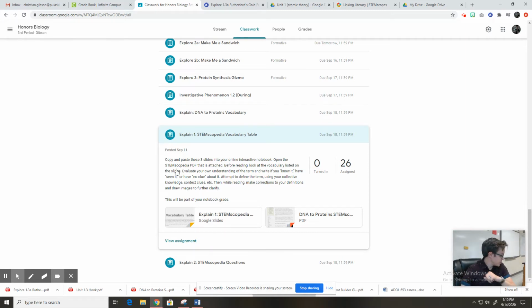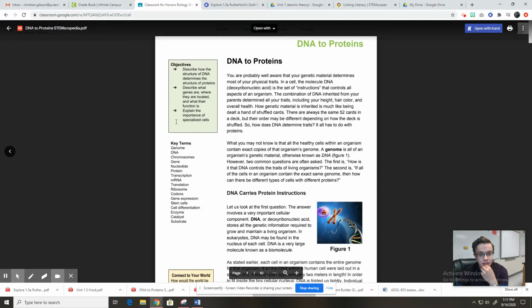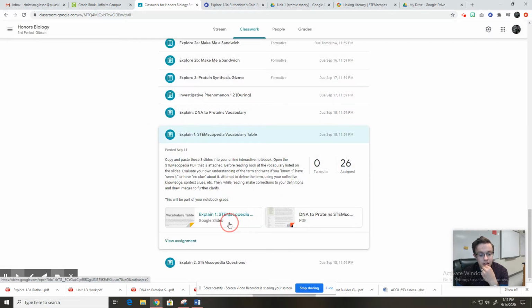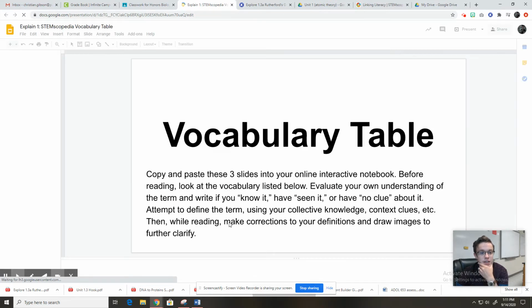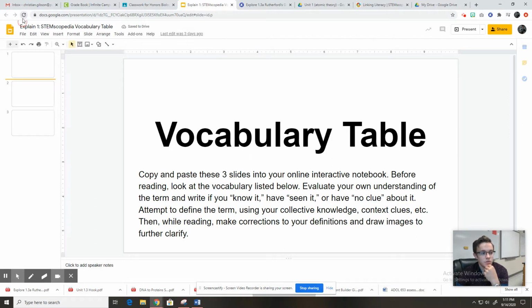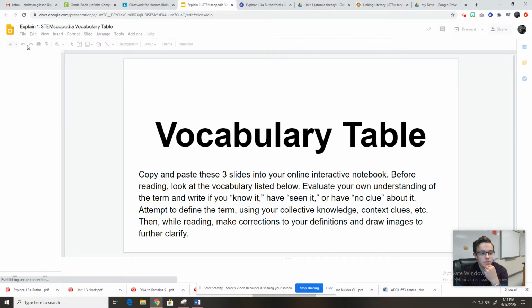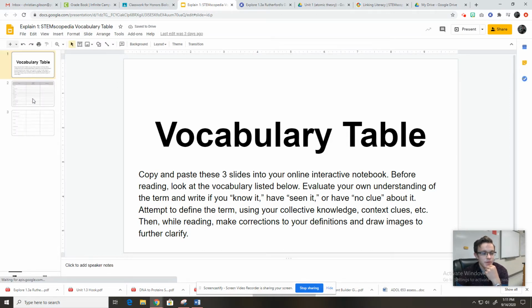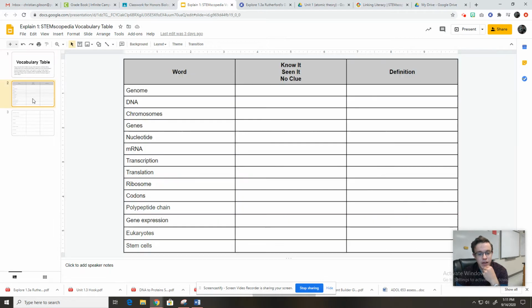So what you guys are going to be doing for those is we have a Stemscopedia again. Again, that looks like this. Okay, there's your Stemscopedia. And for the first assignment, it's going to be graded in your notebook. And this is a new literacy strategy. So when this loads, there we go. Just a second. All right, there we go. So here you have a vocabulary table. So what you're going to do is this.